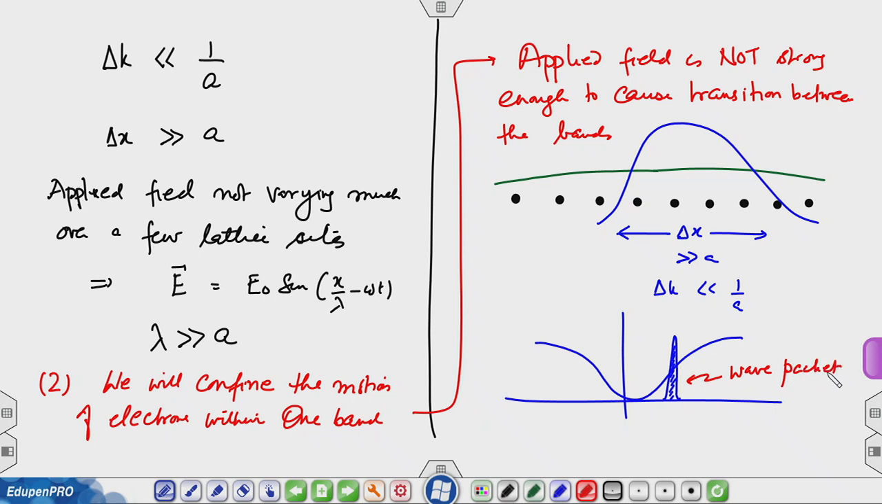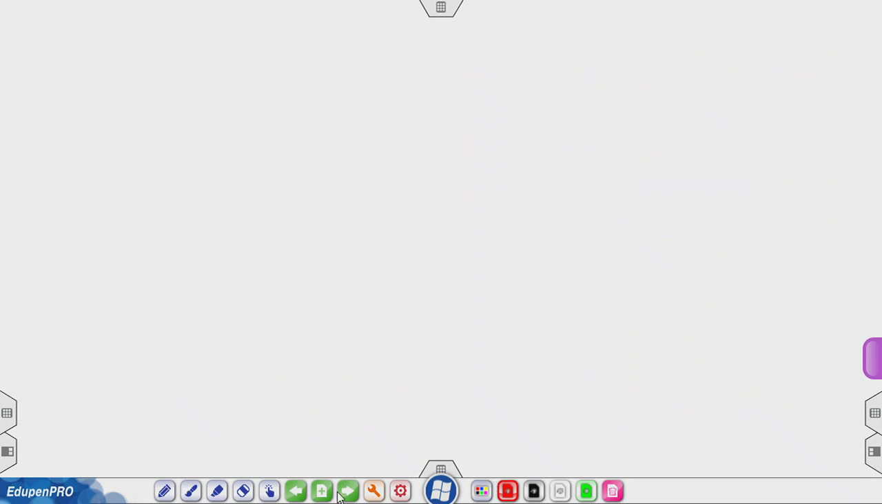So, you can see that k is well defined, x is well defined over a large crystal, right, and E applied is spread over many lattice sites. So, this is the limitation within which we are working, but these are not much of limitations. So, this wave packet is going back and forth. Okay.